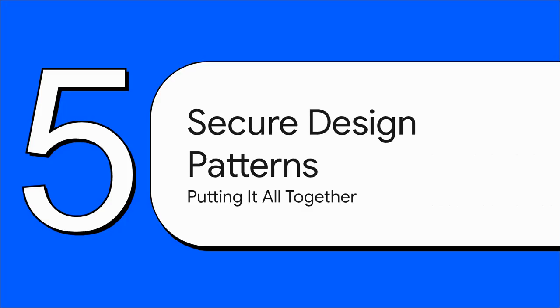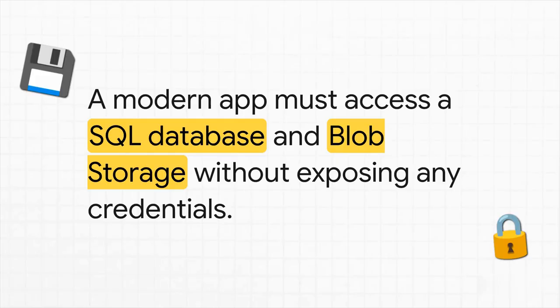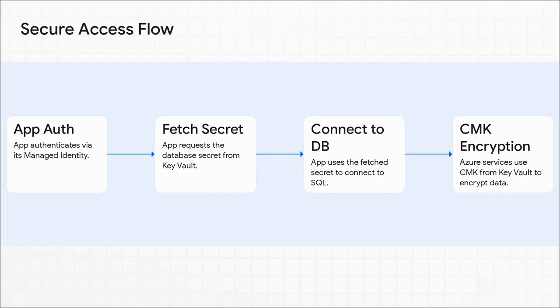Okay, theory is great, but let's see how all these different pieces actually fit together in the real world. We're going to walk through a really common application scenario to see exactly how an architect would design a secure data flow using all these components. This is a classic. You see it all the time. We've got our application, and it needs to talk to two different data services, a SQL database for structured data and blob storage for files. The big goal here is to make this all happen without ever having a password or a credential hard-coded anywhere in our application. Let's break this down.